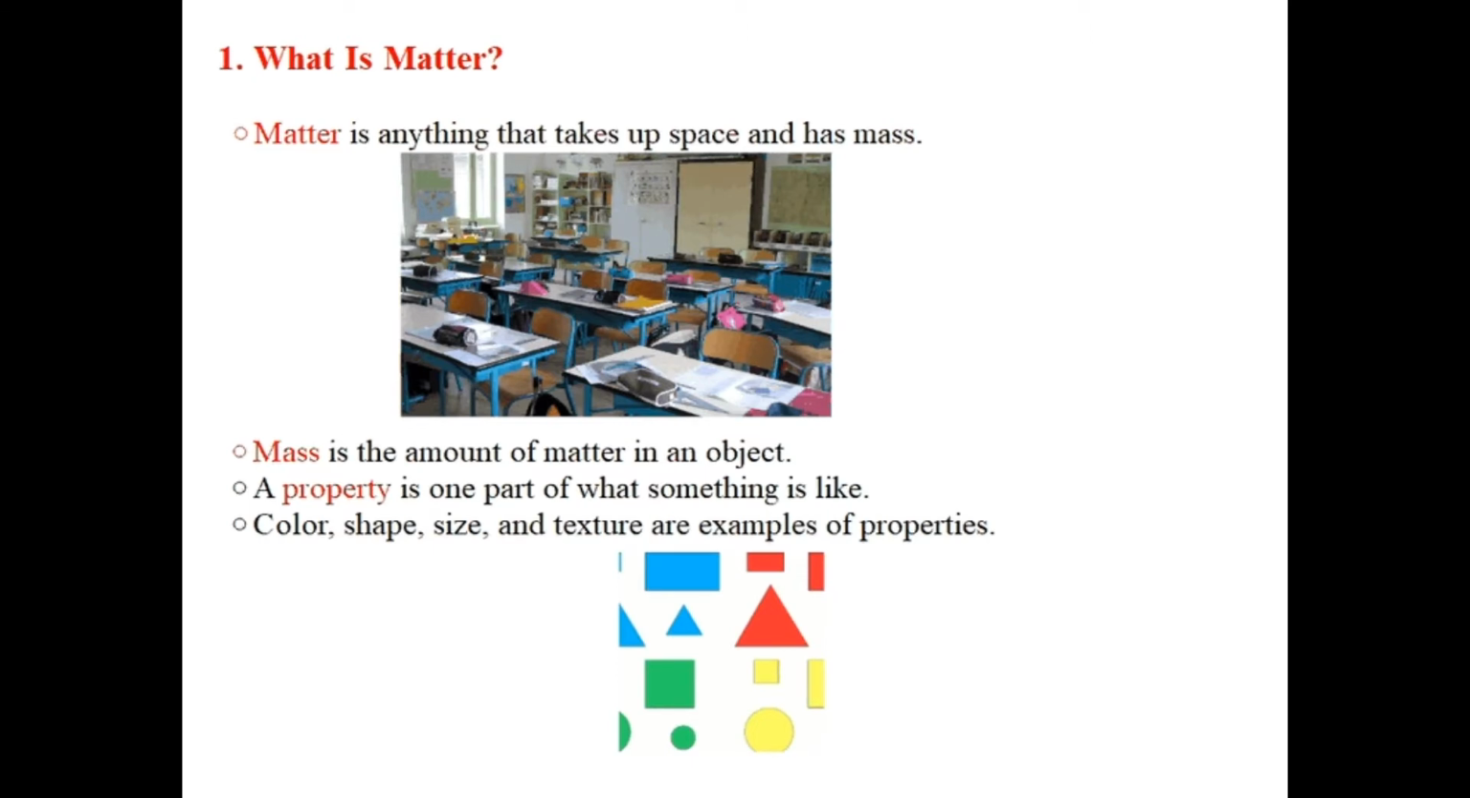We can also see that we have different colors: blue, red, yellow, and green. We can also see that we have a big rectangle and a small rectangle. So big and small tell about the size. So color, shape, and size are examples of properties of matter.